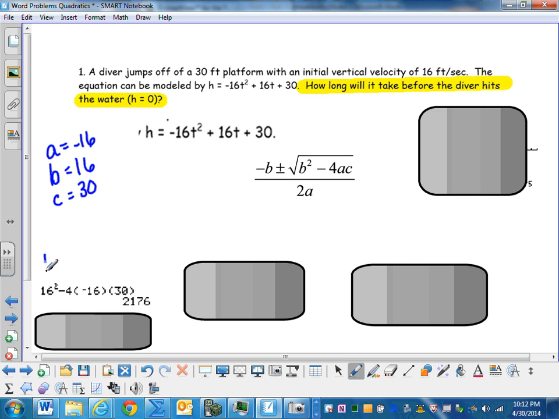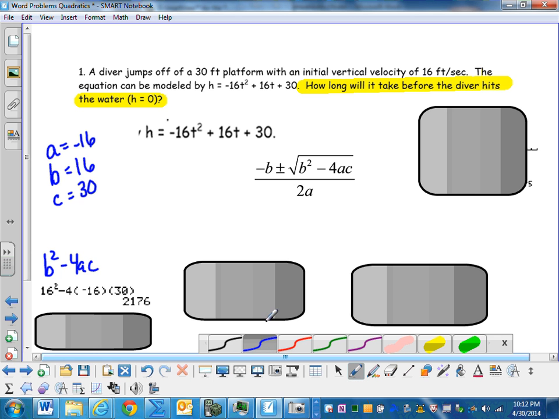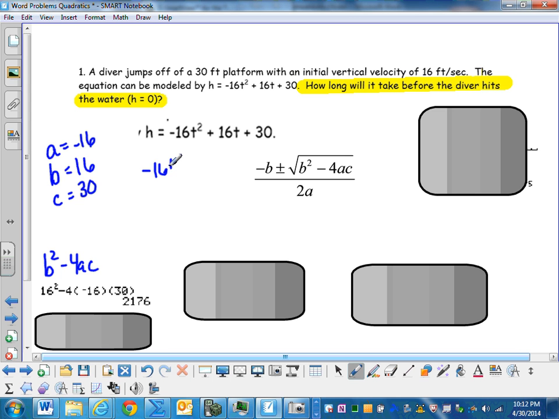And then we're going to go ahead and calculate our discriminant, b squared minus 4ac, which is 16 squared minus 4 times negative 16 times 30, which is 2,176. Now I'm going to put the values in the quadratic formula. So minus b, so minus 16, plus or minus the square root of the discriminant, 2,176, divided by 2 times a, which is negative 32.